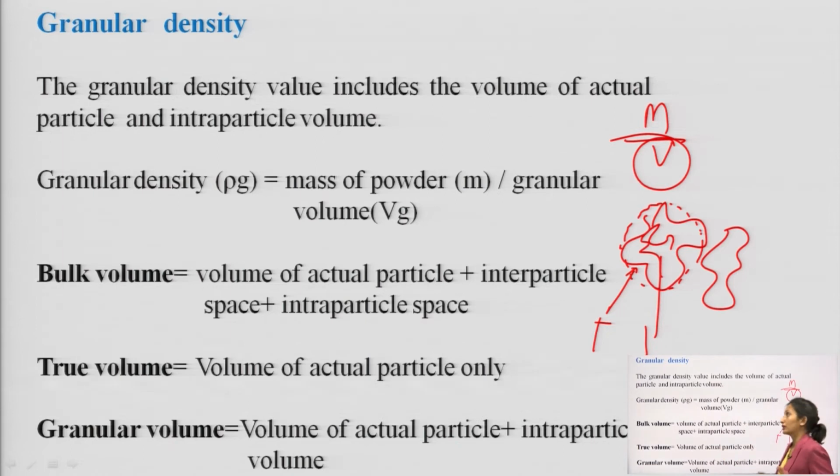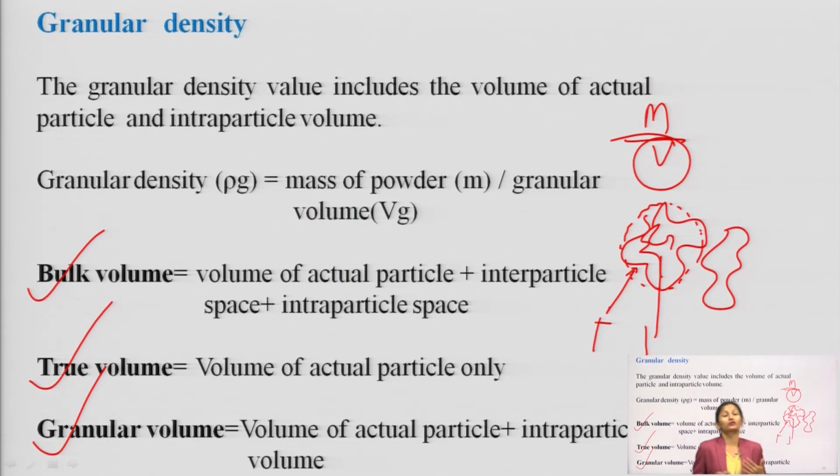So among all these densities, either a tapped, a bulk, a true or granular, there is only difference in the volume. So what is the bulk volume, true volume and granular volume? Bulk volume, everything has been included, either interparticle space, the actual particle to include होगा ही होगा, because you are going to determine the density of that particle. So actual particle will be included in all these cases.